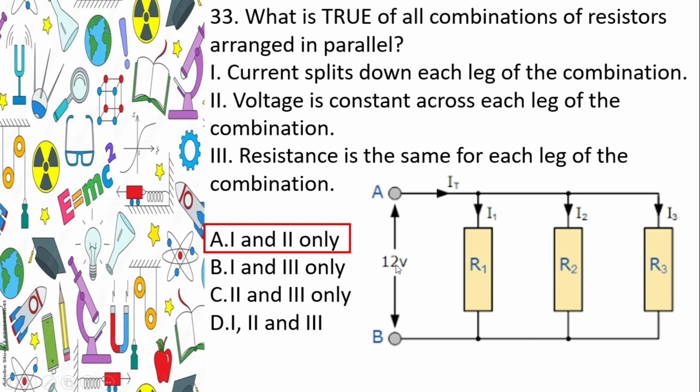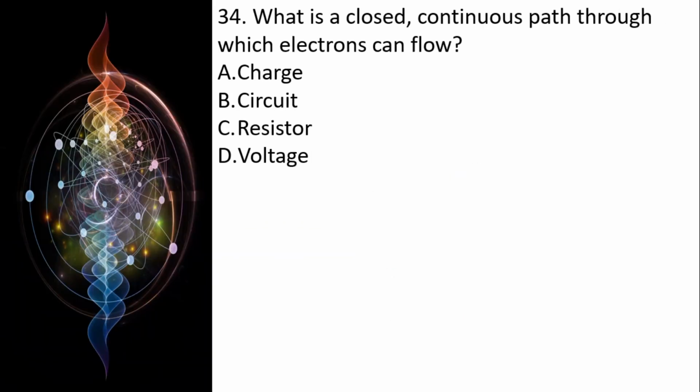However, the voltage in a parallel circuit, the voltage in resistor 1, 2, and 3, they are the same. Again, in a series circuit, the current is the same, but the voltage is different in each resistor. In a parallel circuit, the current is different in each resistor, but the voltage is the same in each resistor. So, the correct answer here again is letter A.